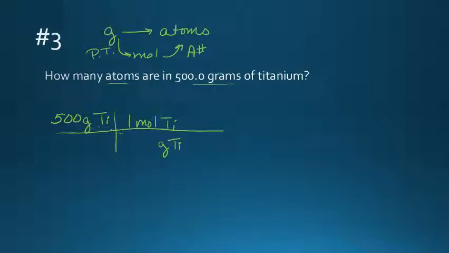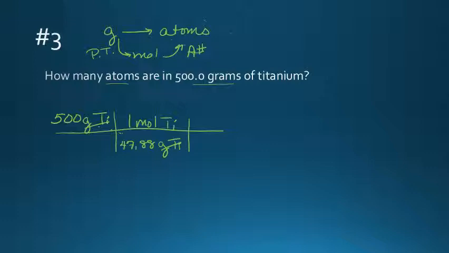Now, looking on the handy-dandy periodic table, searching for titanium, I should really get new glasses because it's not popping out here. Oh, look at that. It's right in front of my face. 47.88 grams of titanium. Well, that got rid of grams of titanium, so am I done? No, because I need atoms.